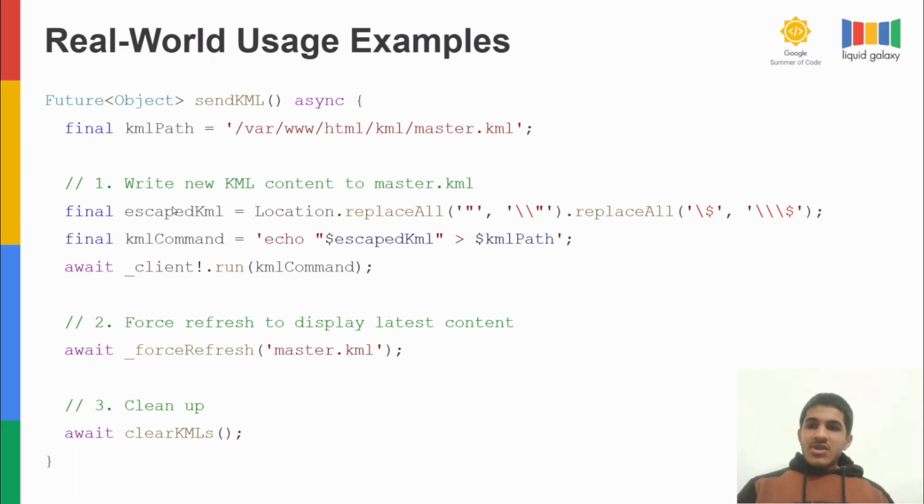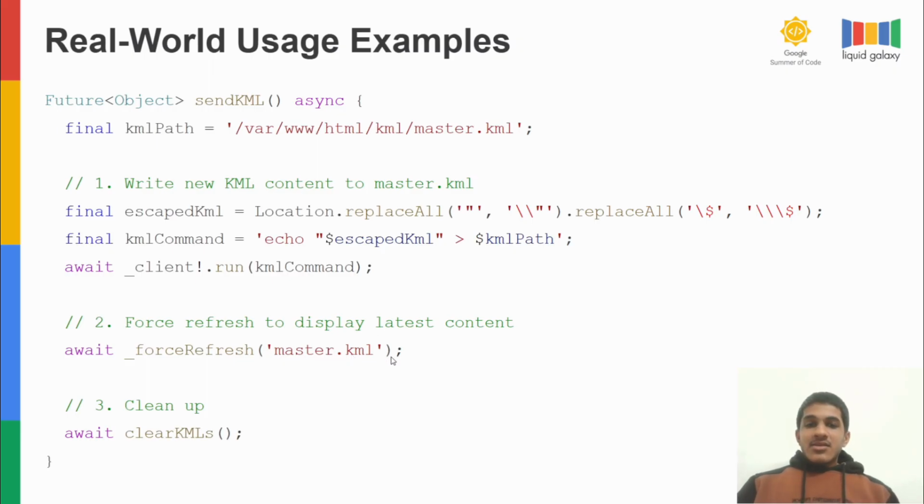So here, first of all, we do some basic refining steps, and then we echo and we use this command. We echo the KML into KML path. Now, what is echo? Echo is a Linux command which is used to write some strings into a particular file. So this escaped KML is basically a string, and then we overwrite it onto our KML path into the master.kml, and then we run this command. And as you can see, after running this command, we do a force refresh of master.kml.